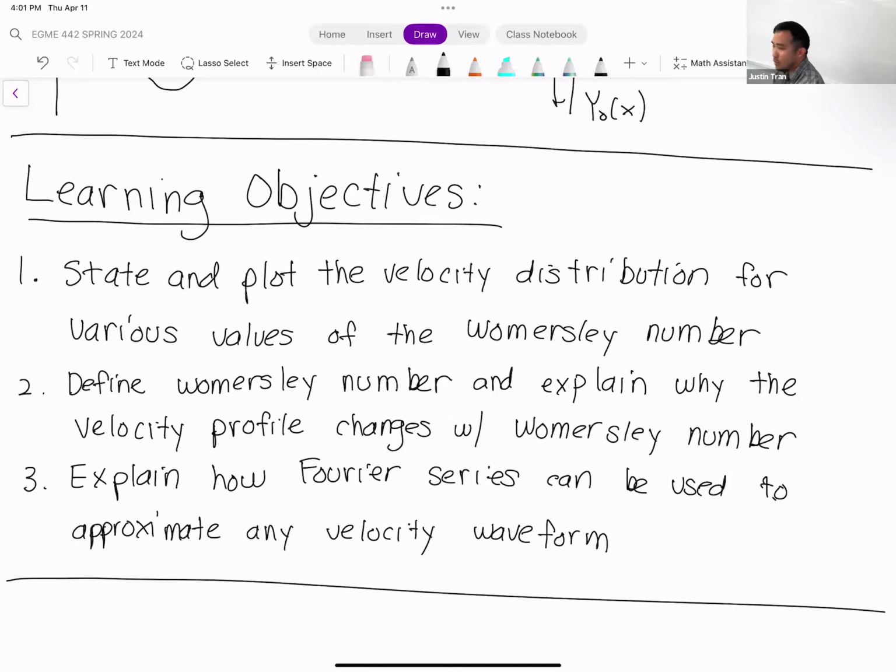And so next week we'll introduce the idea of computational fluid dynamics in general. And then we'll talk about the more specific things that are required for blood flow simulations. Part of that is the velocity distribution.